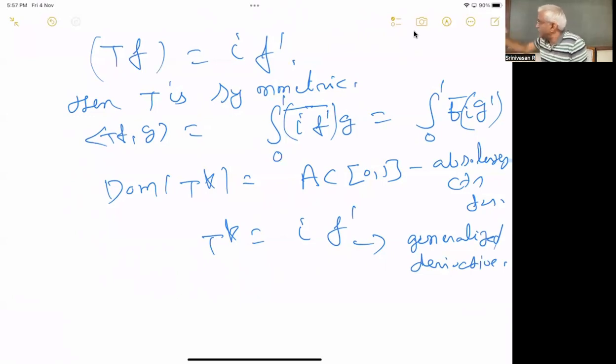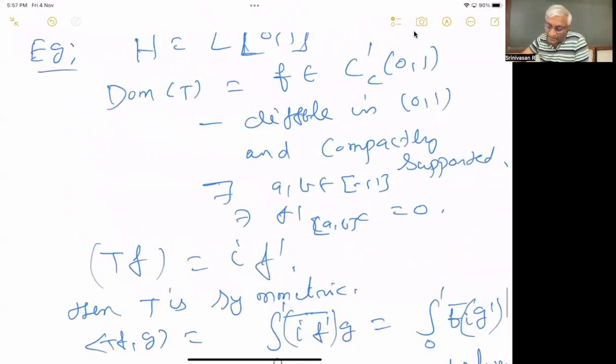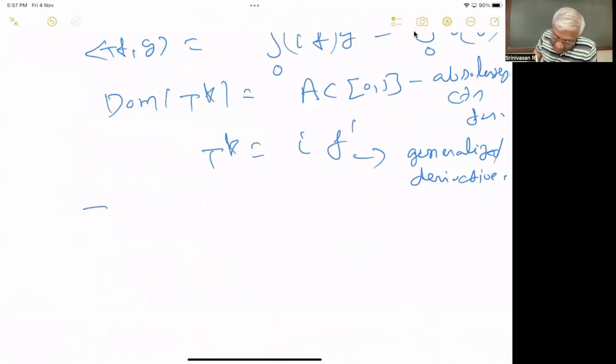So T star is almost like T, but the domain is much bigger. And there is no condition. See, here the condition is that it vanishes at the endpoints. Or you can even take T to be a different operator. I am not very sure, but if you take absolutely continuous functions vanishing at 0 and 1, then I think T equals T star. Is that right?